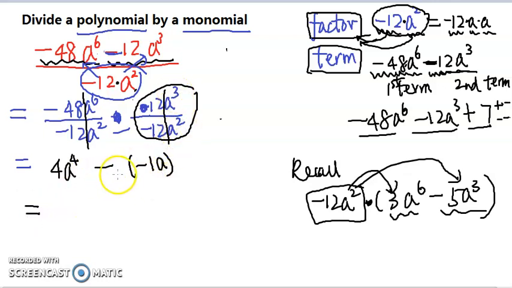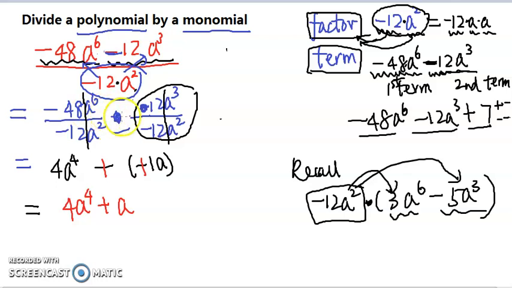And usually we like to get rid of parentheses. And in this case, you can use keep, change, change to get rid of parentheses. Keep, change, change, because it's subtraction. So we get 4a to the 4th plus 1a. Two plus signs, we can omit one of them, and the 1 can also be omitted. And so that's the final answer.